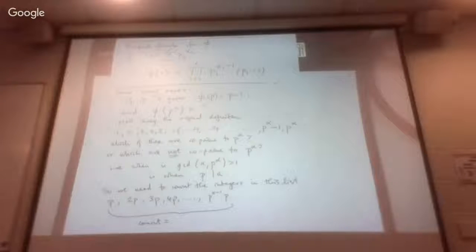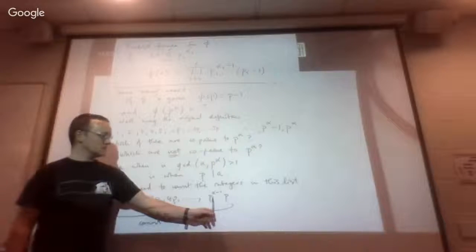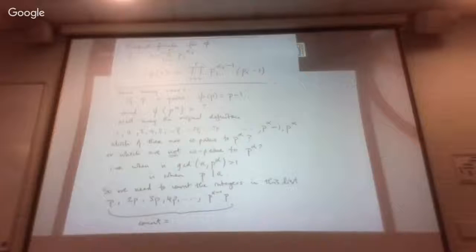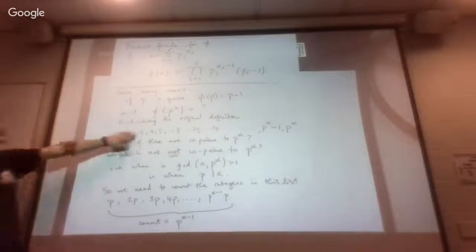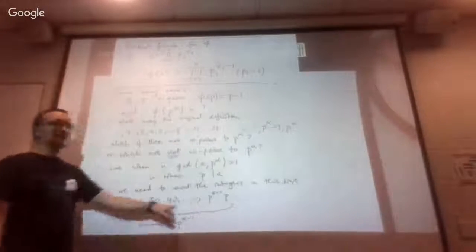Yeah. You just count them. There's 1, 2, 3, 4, p to the alpha minus 1. That's the number of integers I've written down there. Are there any other ones that are not co-prime to p to the alpha? Are there any other integers hiding up here which are not co-prime to p to the alpha which I haven't listed here?